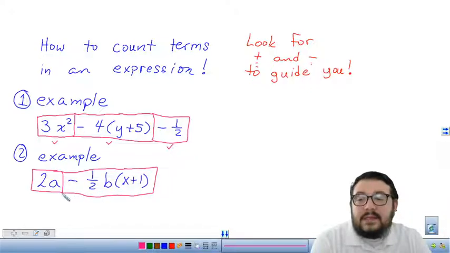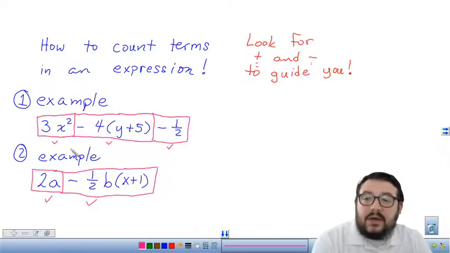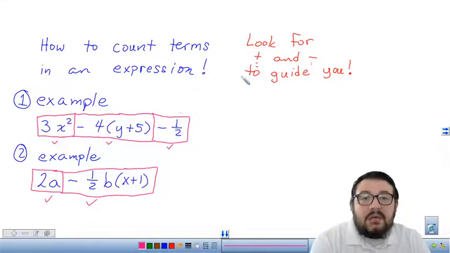Okay, so I got to the end. And that must be my second term. So there's 1, 2 terms. So these are examples of counting terms. You look for plus signs and minus signs. The plus signs and minus signs will tell you where to start a new term.